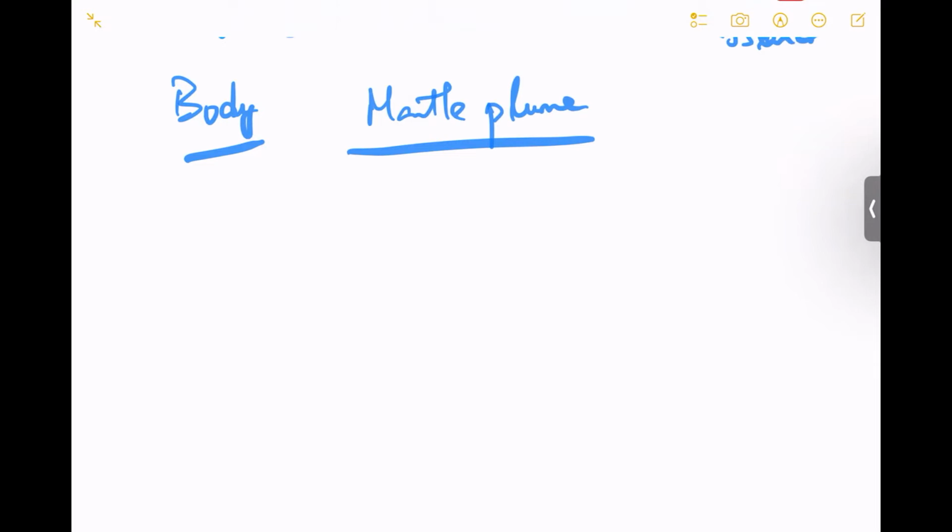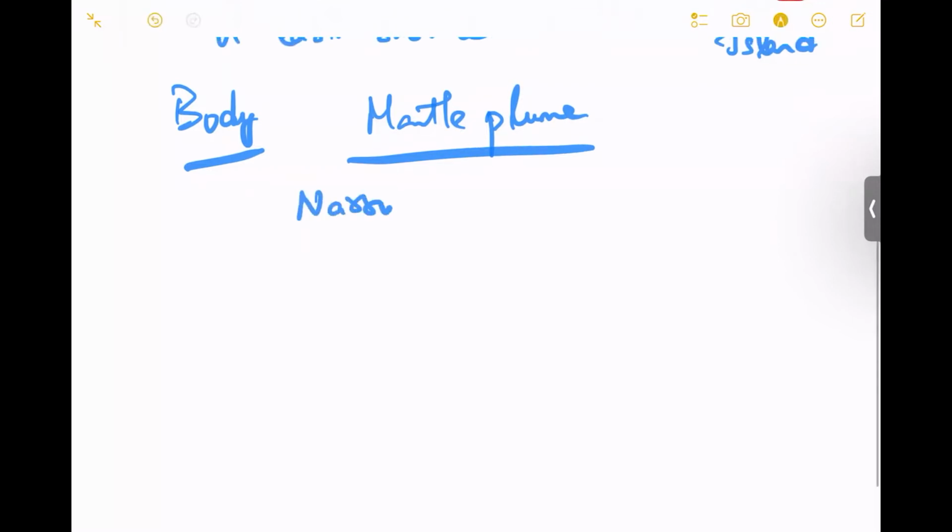So how is the discharge happening? Okay, it is happening through a narrow conduit like area. So this mantle plume happens through a narrow conduit like area. Okay, and then it spreads. Okay, it spreads onto the surface.